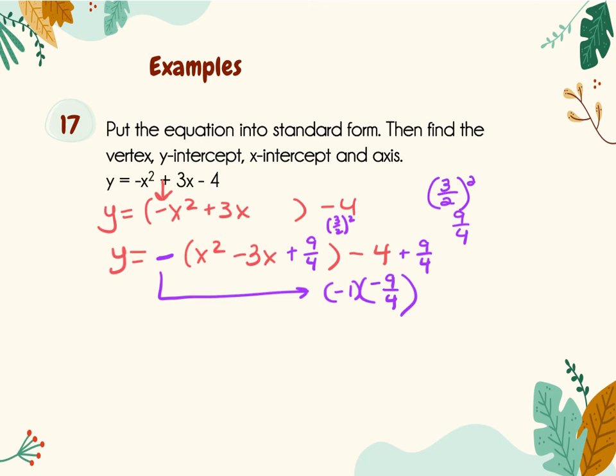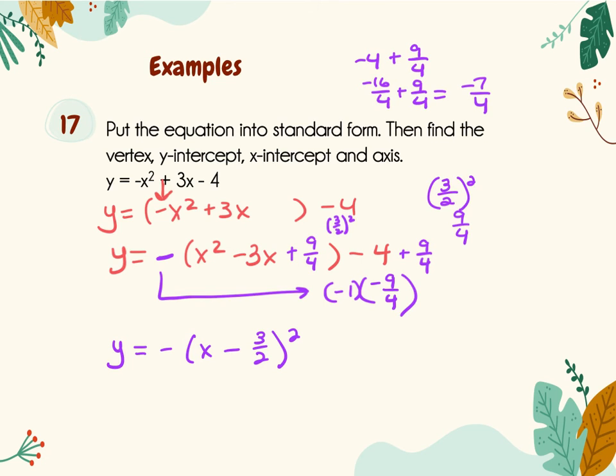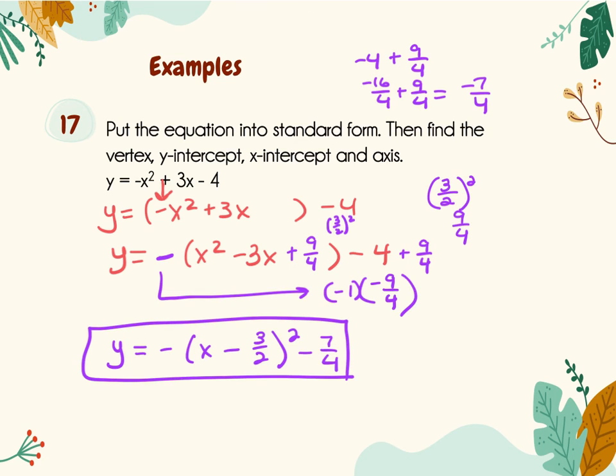So if I take out a negative, instead of subtracting outside the parentheses, I now have to add. So I'd get y equals -(x - 3/2) squared - 4 plus 9/4, which is -16/4 plus 9/4, -7/4. And here's my standard form.